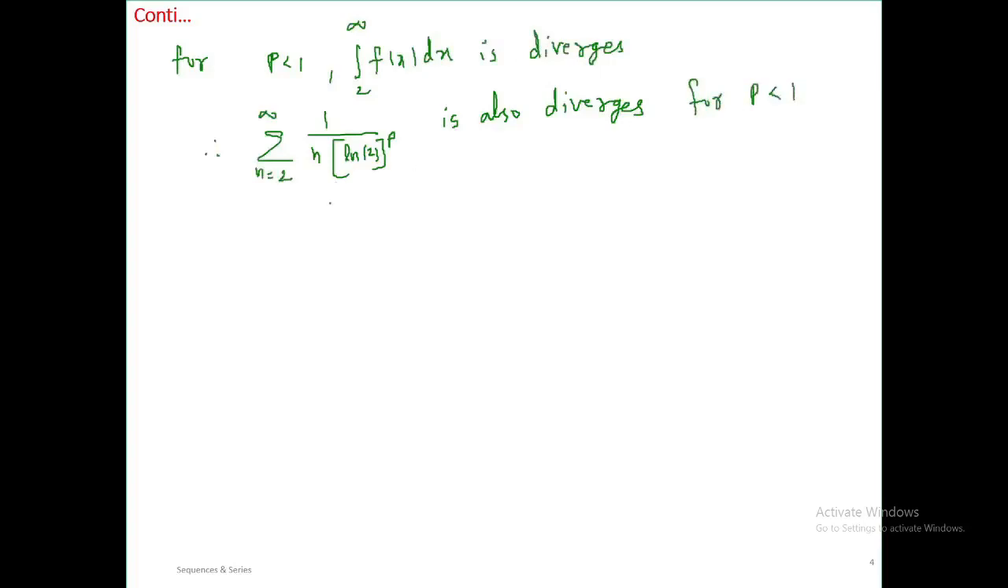Next, the equal to 1 case we have to prove. Okay, case 2: p is equal to 1.